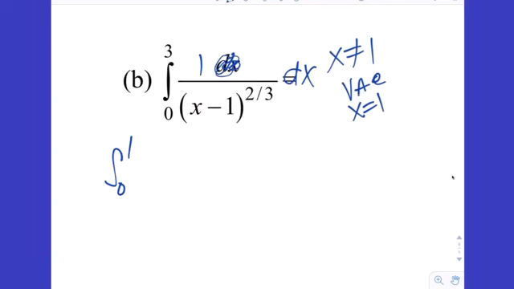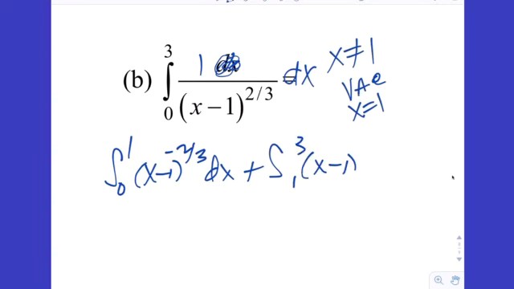The integral from 0 to 1 of x minus 1 to the negative 2/3, sorry, dx. Remember, you need that dx there. If you didn't have that dx, then when you write the next integral, you can lose points. And then plus the integral from 1 to 3 of x minus 1 to the negative 2/3 dx.